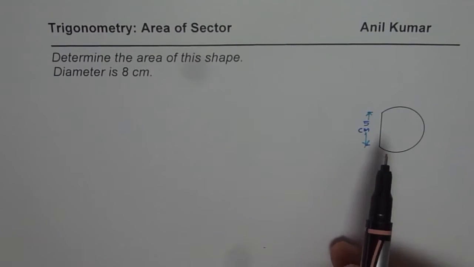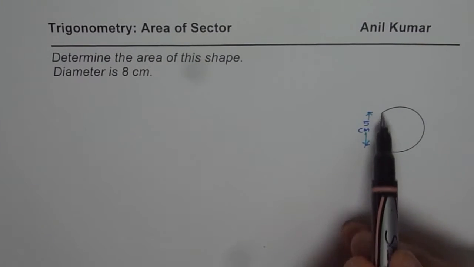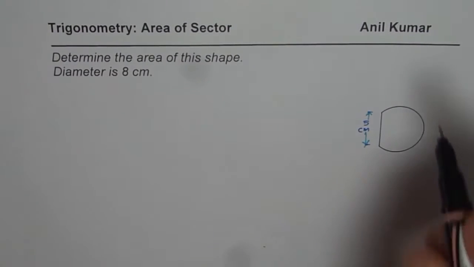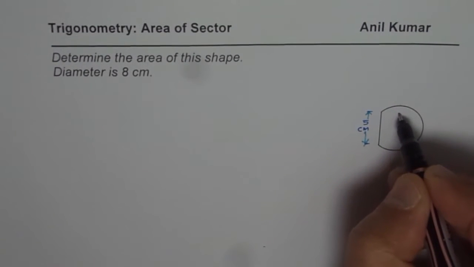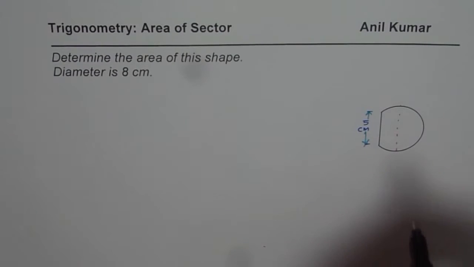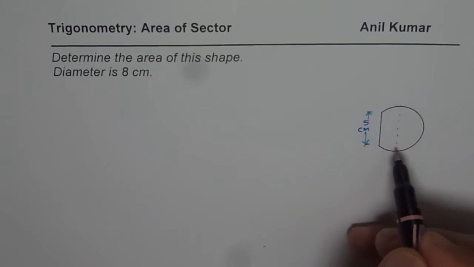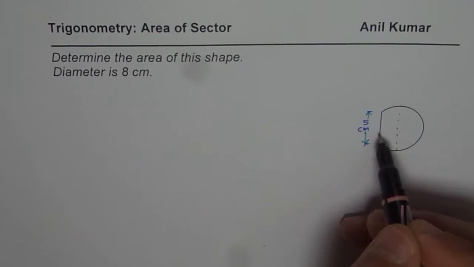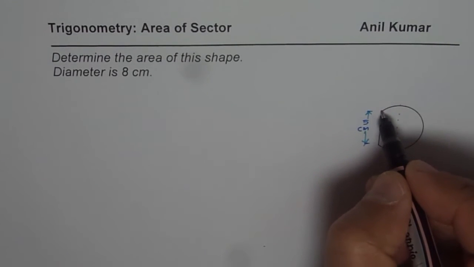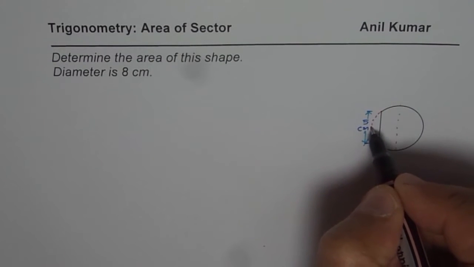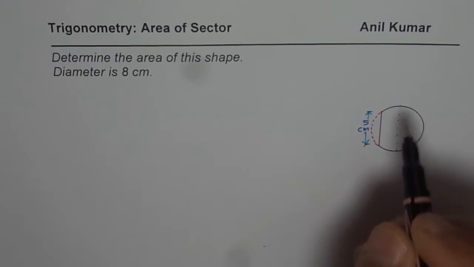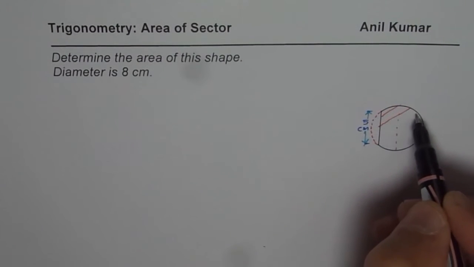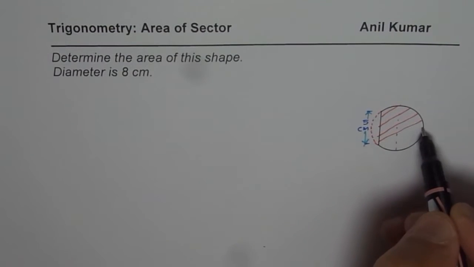The question here is: determine the area of this shape. We are given a shape like this where the diameter is 8 centimeters. So the diameter of this circle is 8 centimeters, and we need to find the area of the portion shown. 5 centimeters is this chord here. If I complete this circle, let me just complete it, then you need to find the area of this portion. That is the question for you.